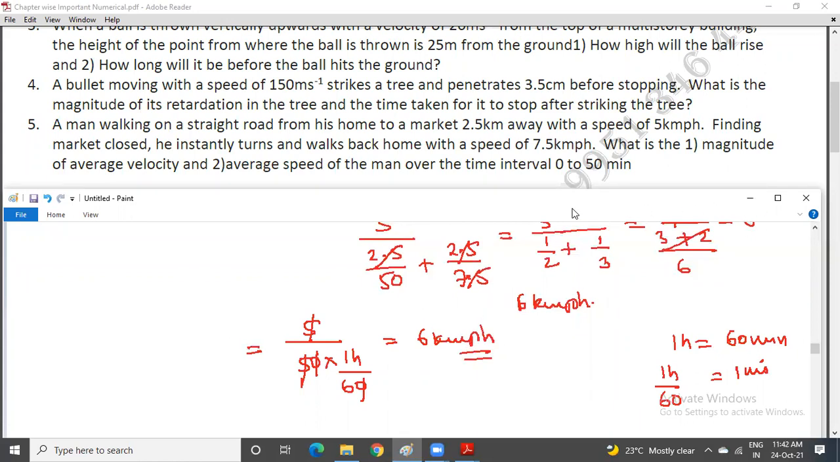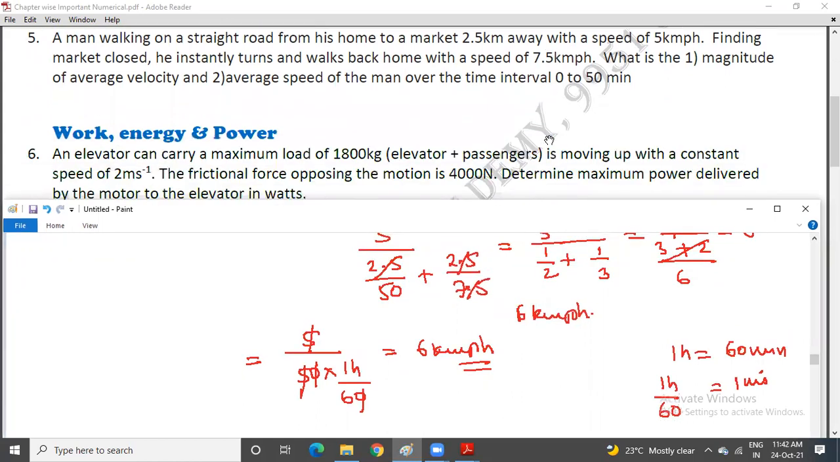In my next video, I'll proceed with the numericals in work, energy and power.